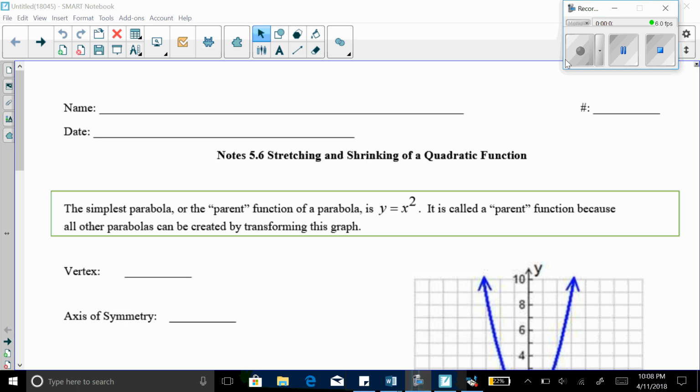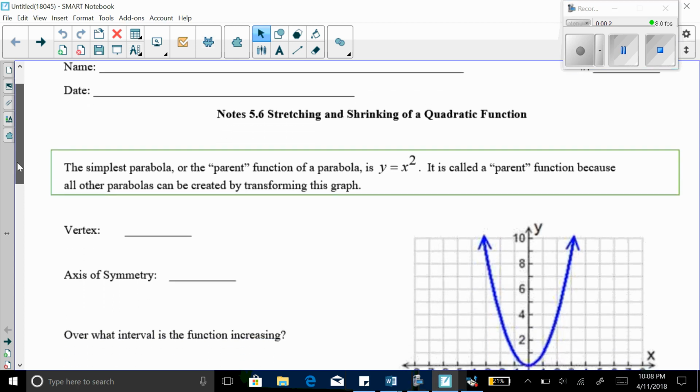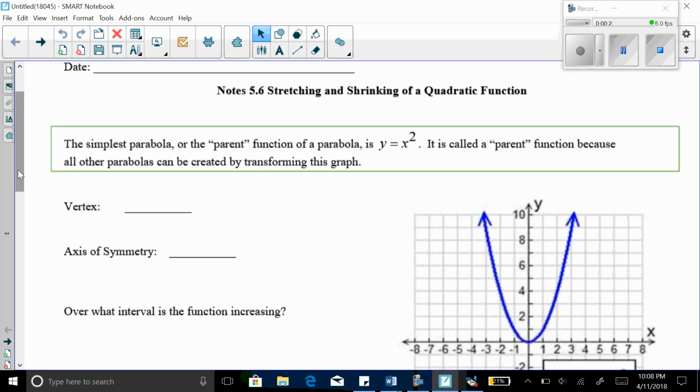All right, hi everyone. So we are going to look at another topic in terms of graphing parabolas. That's really easy, so I figured you guys would be okay with learning it as a flipped lesson. So what we're learning today is something called stretching and shrinking of a quadratic formula, which are just big words for making something skinny or making something wider.